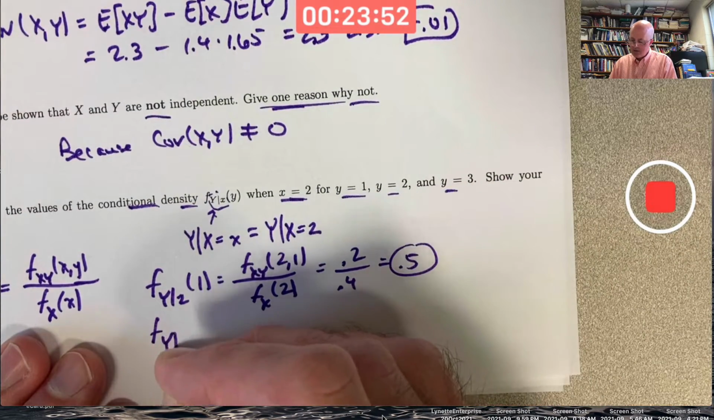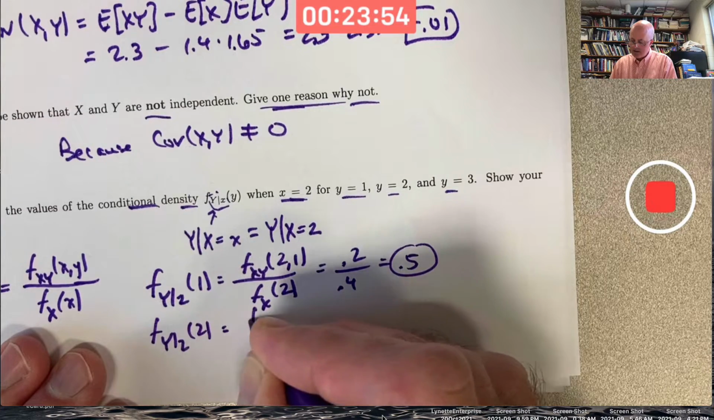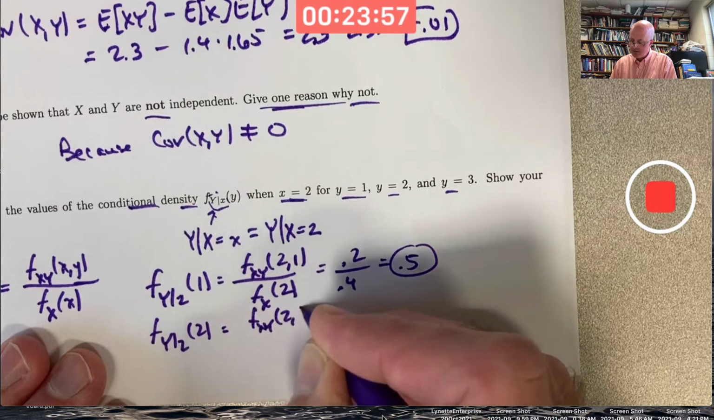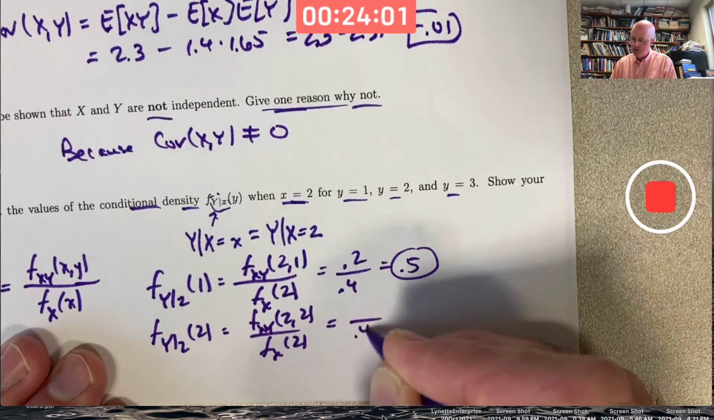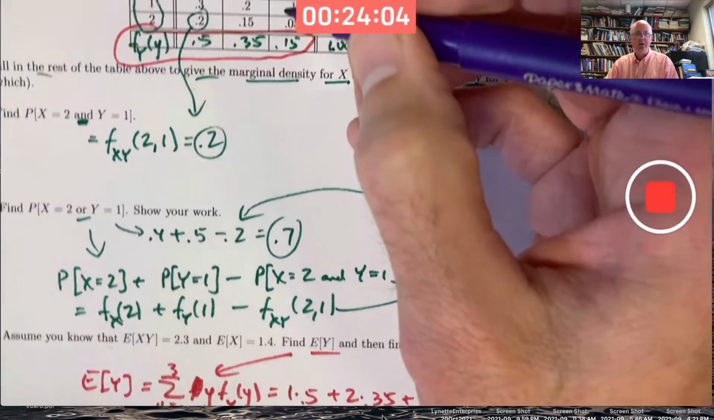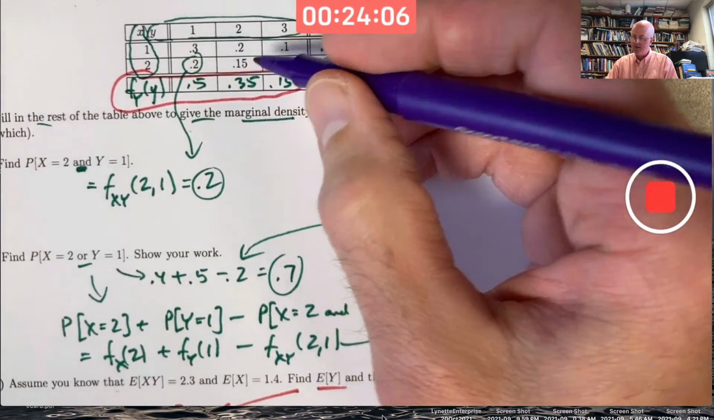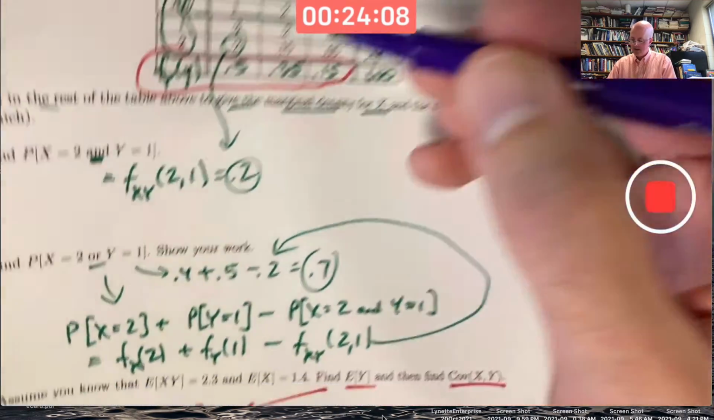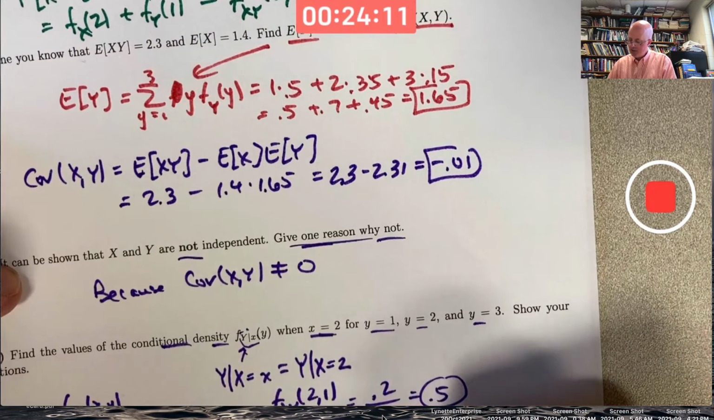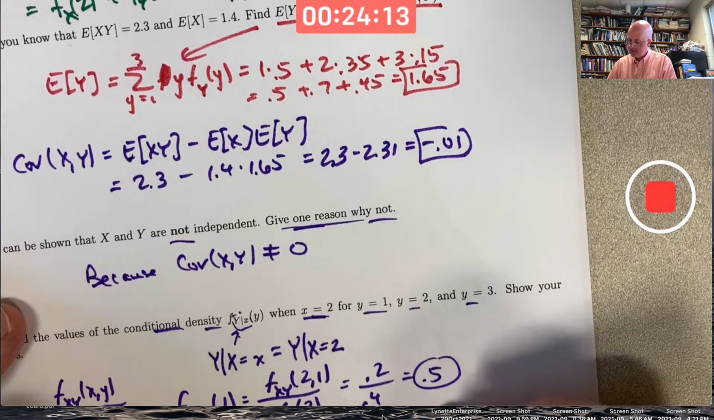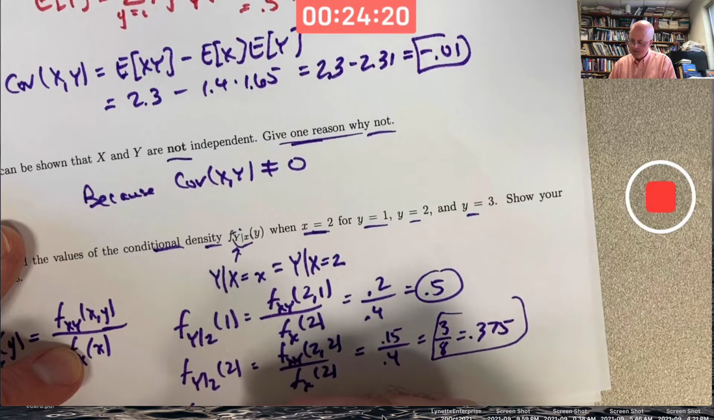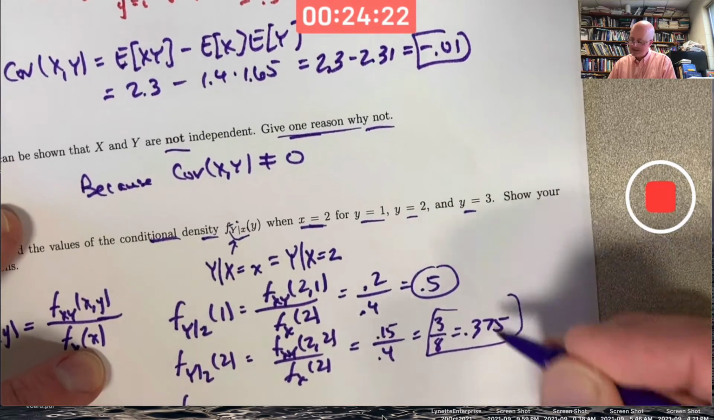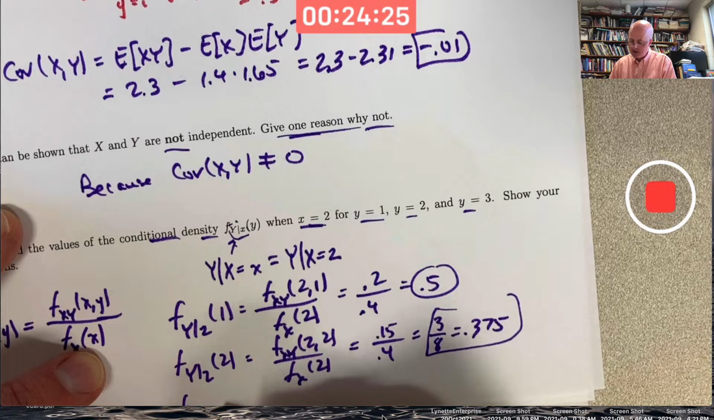For the next one, the numerator is different, but the denominator is the same. Still going to divide by 0.4. The numerator, the joint density evaluated at 2, is the 0.15, right there. So this is 0.15 divided by 0.4, and what's that going to be? 3/8, I guess. 0.375. And then the final one will be 1 minus the sum of these two. It should be 0.125, but let's check it.